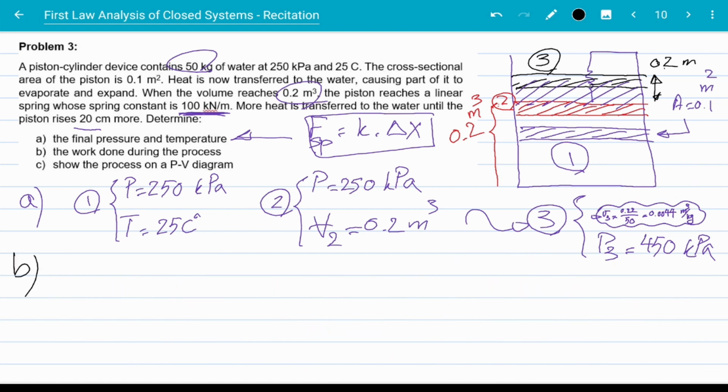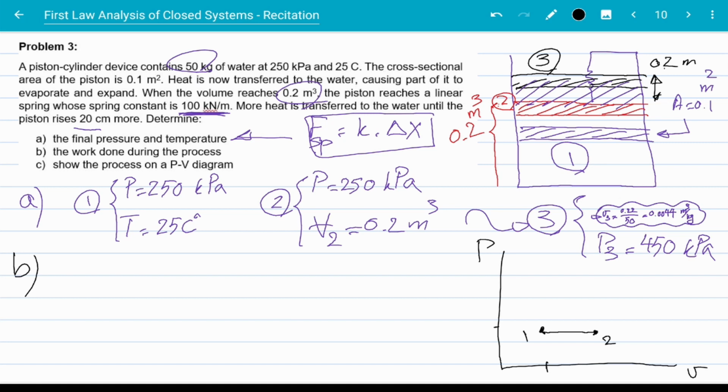Okay, part B asks for the work done during the process. Let me first show the entire process on a PV diagram, which will answer part C for us, but it will give us a perspective on what we are going to do. So if this is our PV diagram, then we have state 1, which is somewhere maybe here. We have a constant pressure process from 1 to 2, up until here, right? So this is 1, this is 2. Now from 2 to 3, the spring is active. Now remember, when there is a linear spring involved, pressure has a linear dependency on volume.